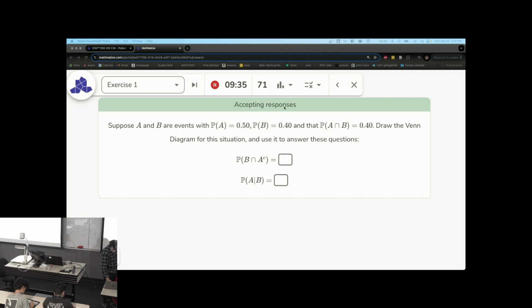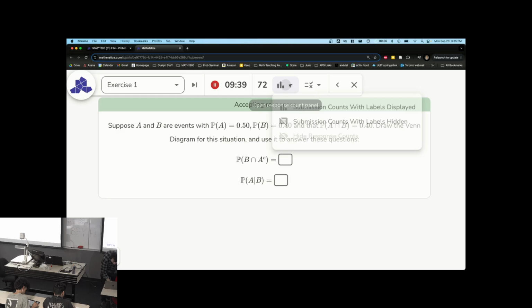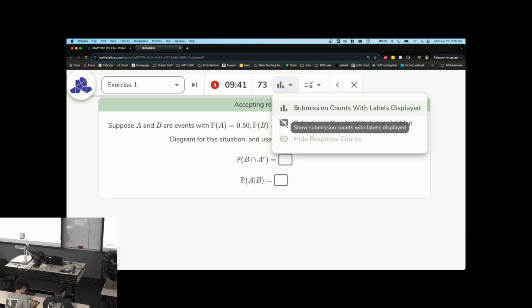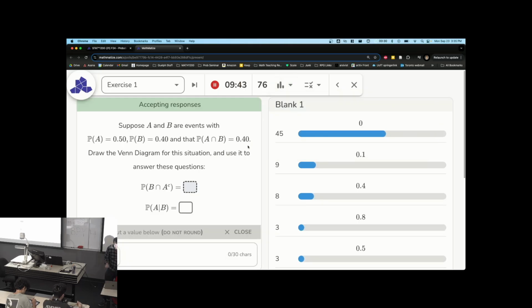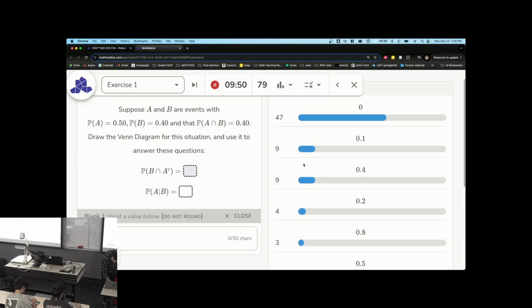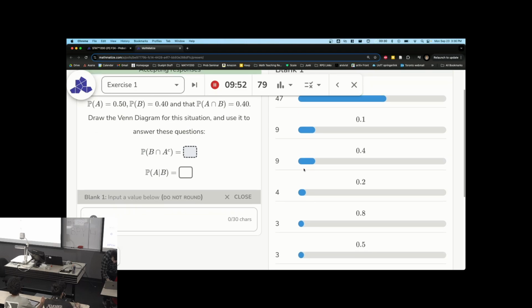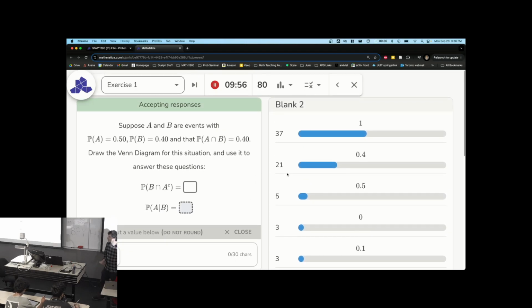Okay, so let's see. We got 70 people who answered, and let's see what people said. All right, B intersect A, 0. Some people said 0 for this one. Then we got 0.1, 0.4, a couple different things. A given B, people said 1. 0 and 1, very strange.